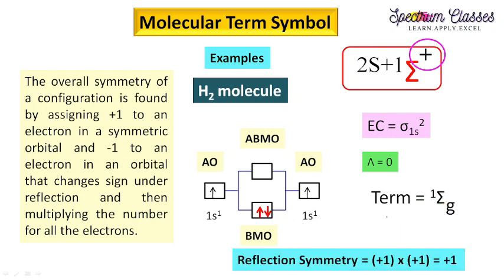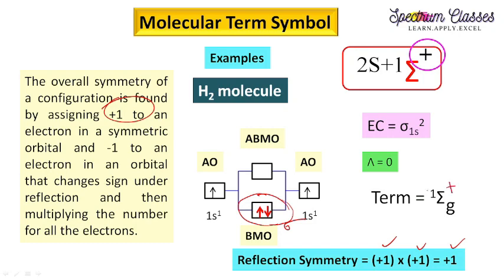Now designating the reflection symmetry. For reflection symmetry, I have told you about this: plus 1 for an electron in a symmetric orbital. I told you earlier why this sigma orbital is symmetric about the internuclear axis, or reflection about the internuclear axis. I discussed that earlier by taking the example of sigma orbitals and pi orbitals. So this sigma orbital is symmetric about reflection. For each electron we put plus 1, multiplied by plus 1, we get plus 1, and this plus 1 is designated here.